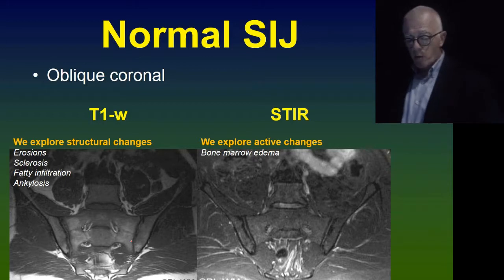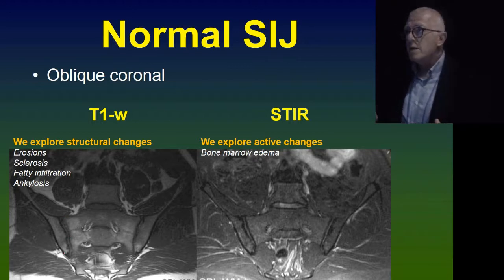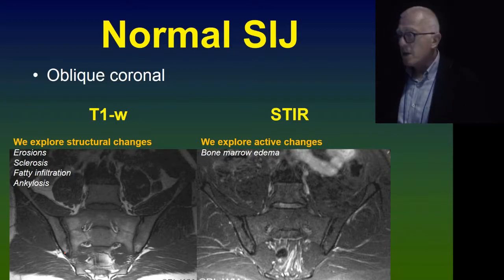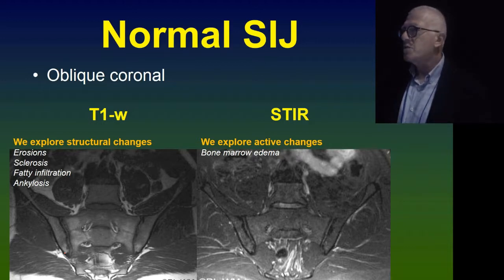So the normal sacroiliac joint on T1 shows the thin sclerotic lines that we know from the films. These are low signal intensities, uniform width, and what we look for on T1 is sclerosis, erosions, fat infiltration, and ankylosis. All of these findings represent structural changes. That means chronic axial spondyloarthropathy. Okay? T1, chronic. Fat-suppressed images, active changes.